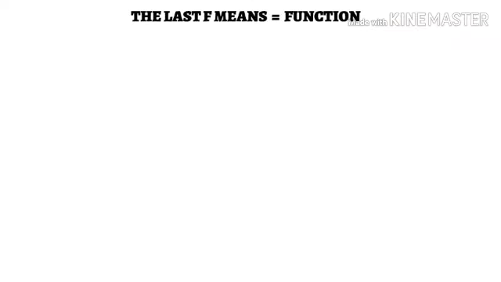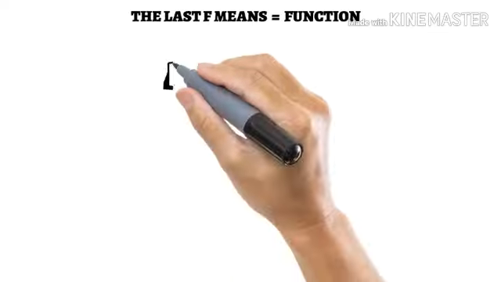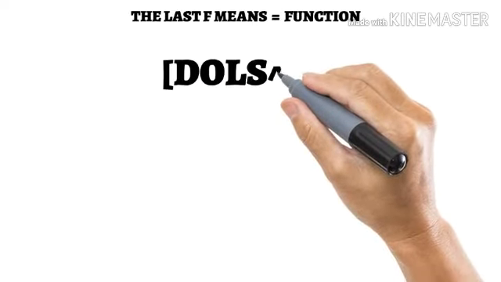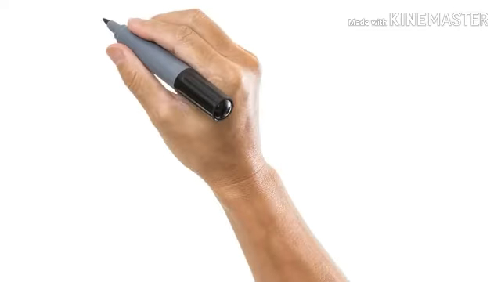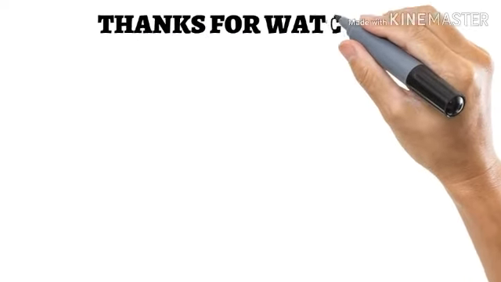So the last F of our acronym means function. Ideally, it's the last thing to do while describing any organ. It means the very function of that organ. For example, the function of the kidney is urine formation. It has many functions, such as secretion of hormones. It also helps in vasoconstriction really. So don't forget the acronym DOLS raised to power 4F.